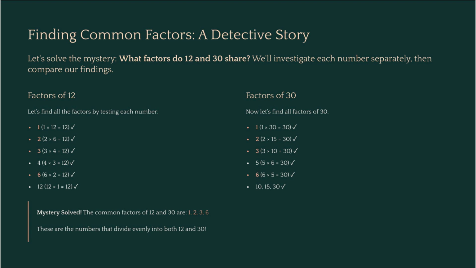Let's find the common factors of 12 and 30 in example 3. The factors of 12 are 1, 2, 3, 4, 6, 12. The factors of 30 are 1, 2, 3, 5, 6, 10, 15, 30. Comparing the lists, the common numbers are 1, 2, 3, and 6. These are the common factors of 12 and 30.